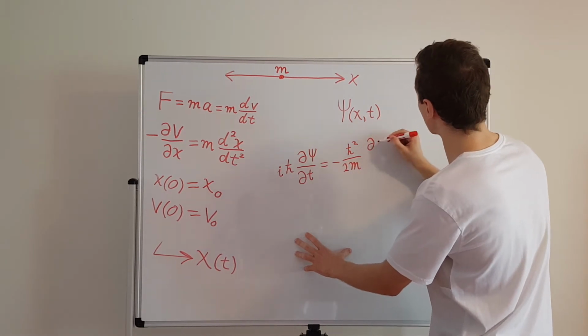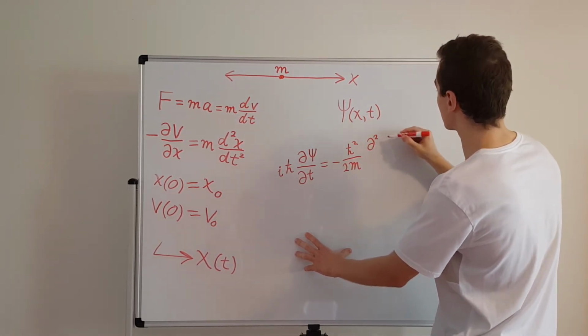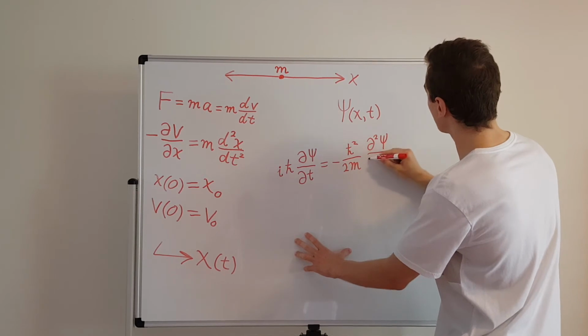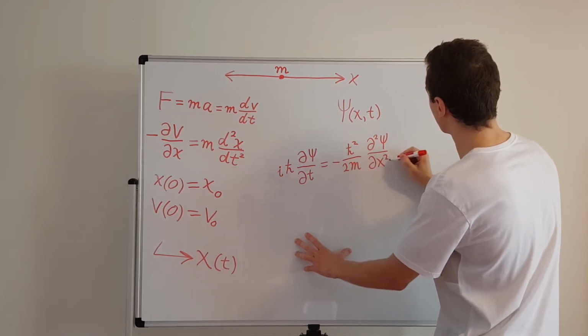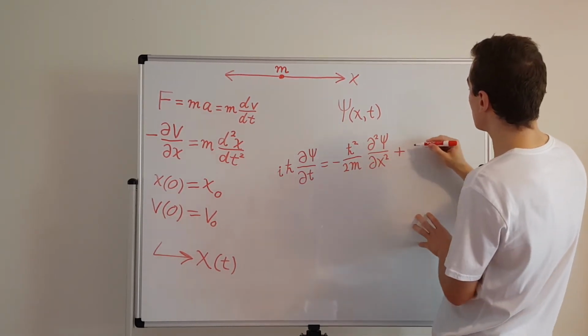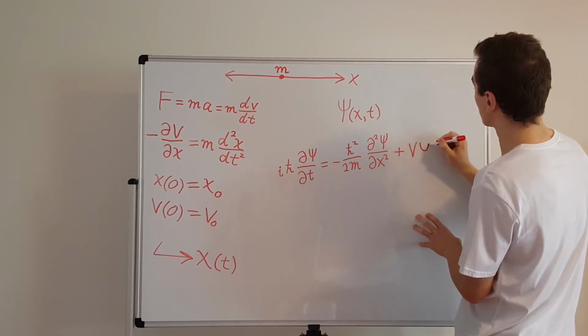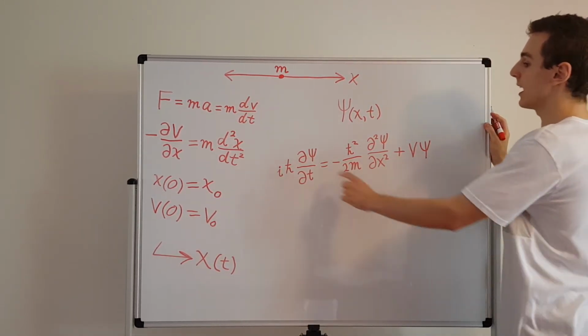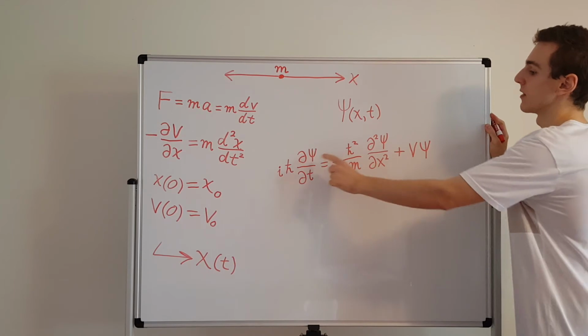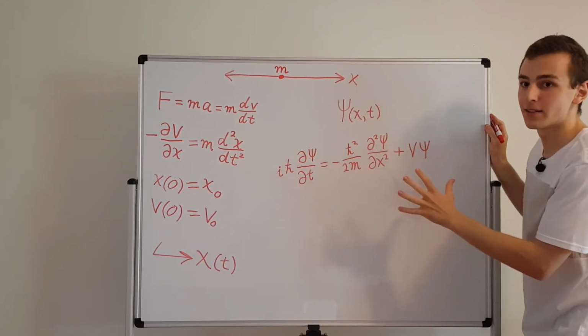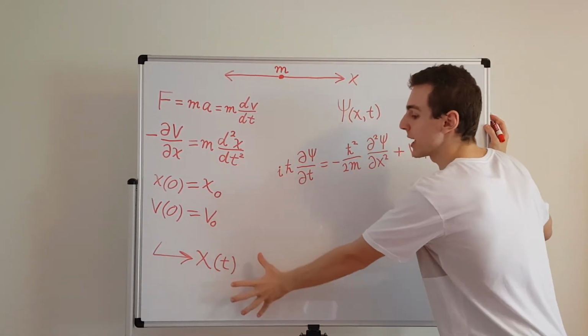So there's going to be some partial derivatives showing up on this side as well, but they're going to be with respect to position. And we're also going to have the potential energy function showing up too. So psi is our wave function. That is this thing that we're trying to find. It's the analog of the trajectory, right?